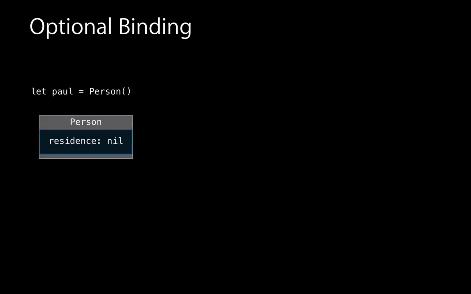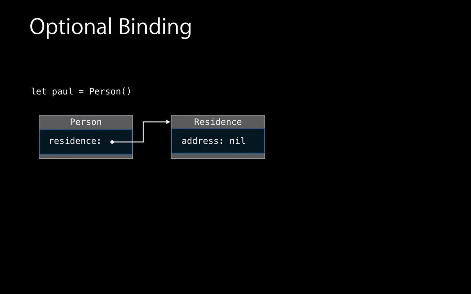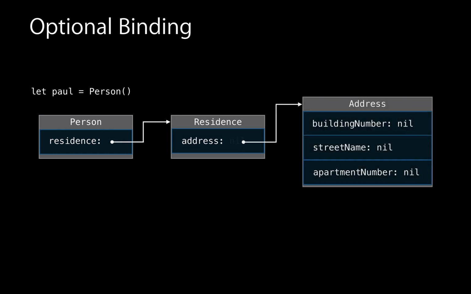And let's do a little bit more bookkeeping. Let's go ahead and create a person instance, Paul, here. And let's give Paul a residence. And let's also give Paul's residence an address so we can receive his mail. Now, because Paul doesn't live in an apartment, we're not going to set the apartment number, but we're going to set the building number to the string 243 and the street name to Main Street.